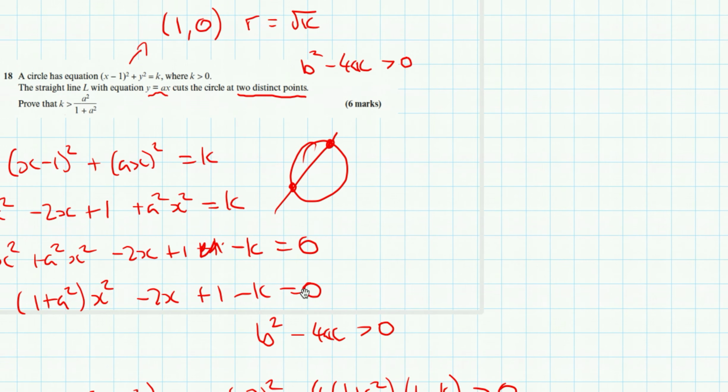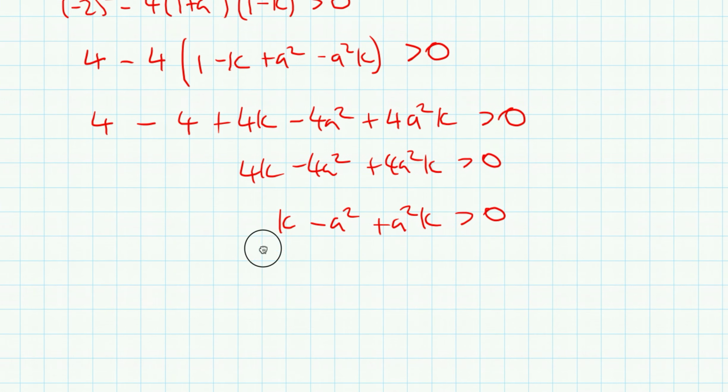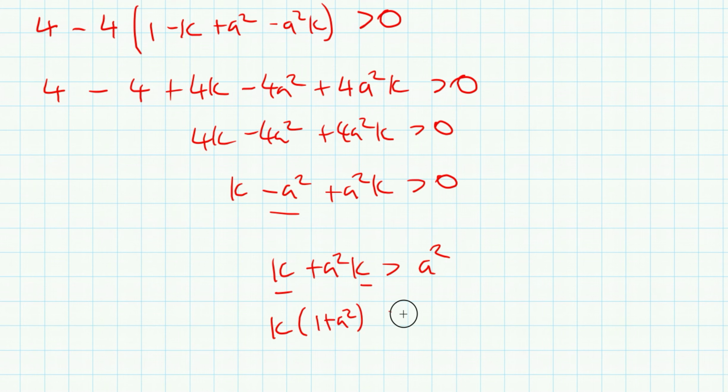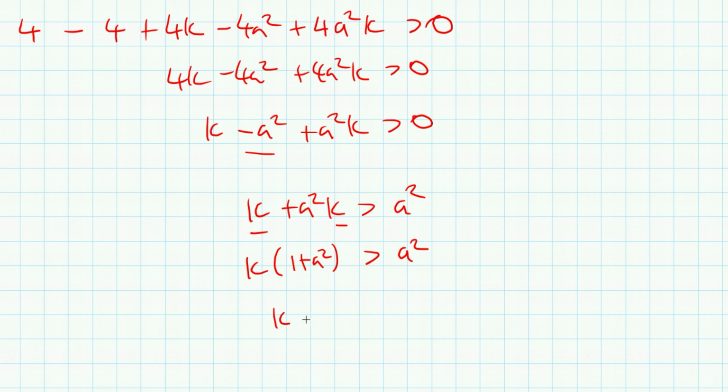Notice in our equation that we want to have k as the subject, so we're going to move any term without k, which is the minus a squared, to the other side. So we get k plus a squared k is greater than a squared. And then we're going to take a factor of k out of our equation. So it's going to be k(1 plus a squared) is greater than a squared. Then the final step is we divide. So it's k is greater than a squared over 1 plus a squared. And that is your final answer to question 18.